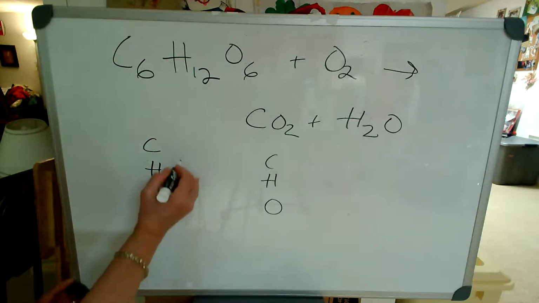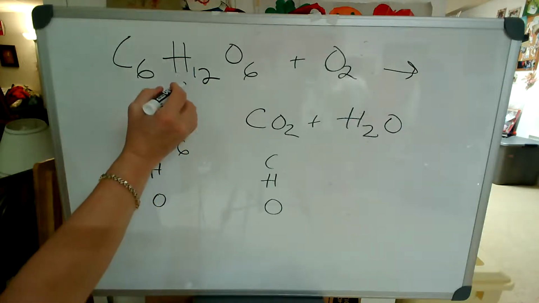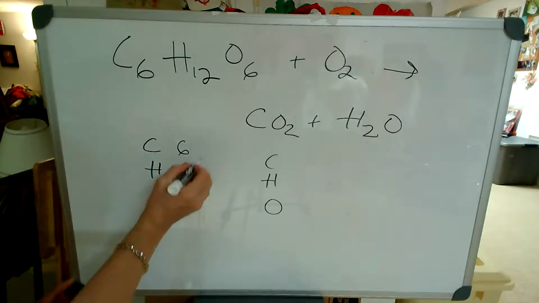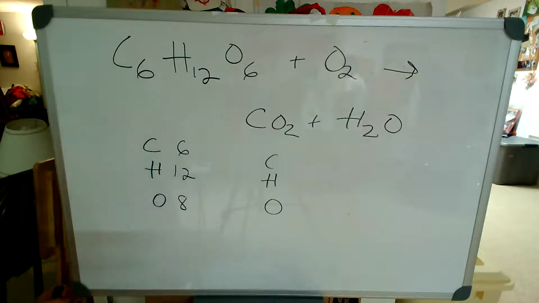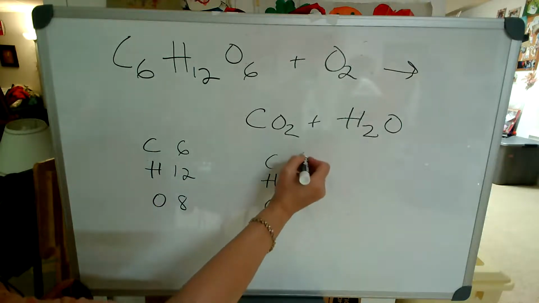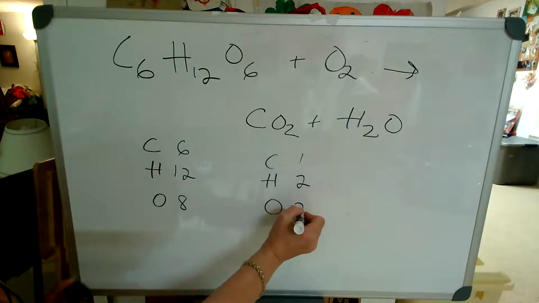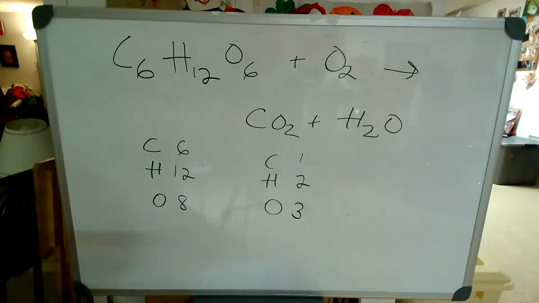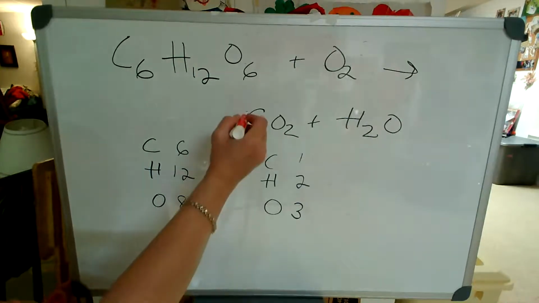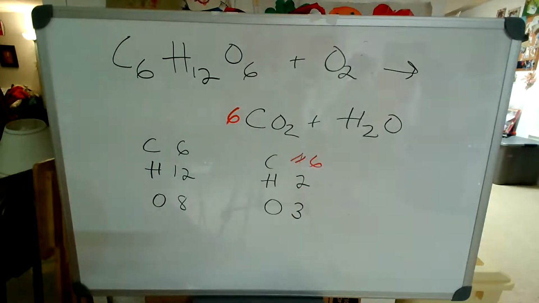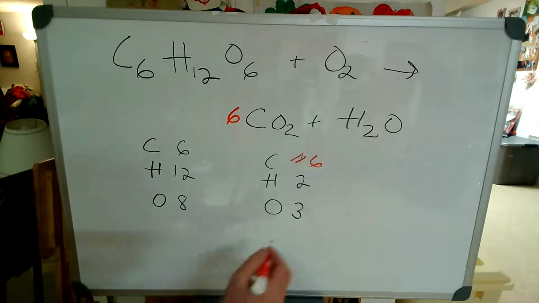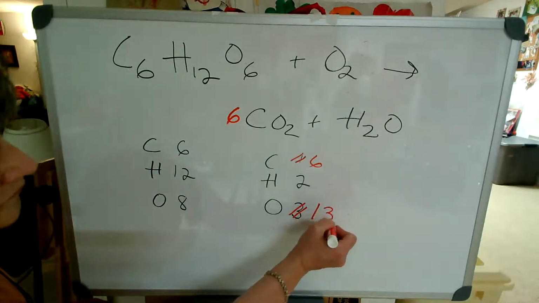All right, so we got 6 carbons, 12 hydrogens, and we got 6 and 2 is 8 oxygens. Now on the product side, 1 carbon, 2 hydrogens, 3 oxygens. Okay, business as usual. Pick your battles. Carbon would be nice to balance. Put a 6 here. By doing so, the carbon becomes a 6, and we have to change, of course, the oxygen tally. We have 6 times 2 is 12, plus 1 is 13.